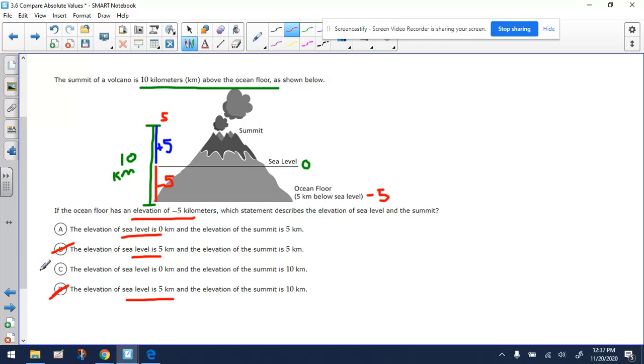All right, so if you look between the choices that remain here, which one matches the situation where they're talking about the summit of the volcano being 10 kilometers above the ocean floor, not above sea level? So that's something that could be easily missed, above the ocean floor. All right, so pick between A and C. Good luck finishing that up.